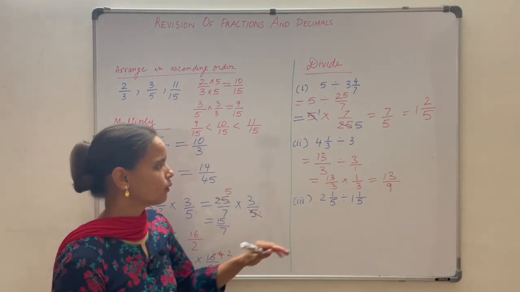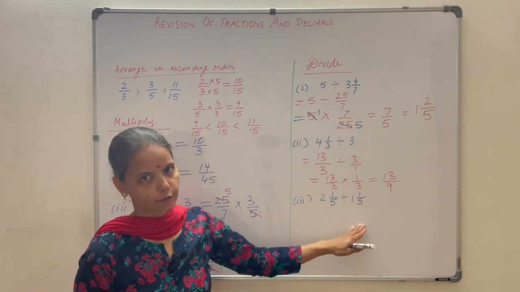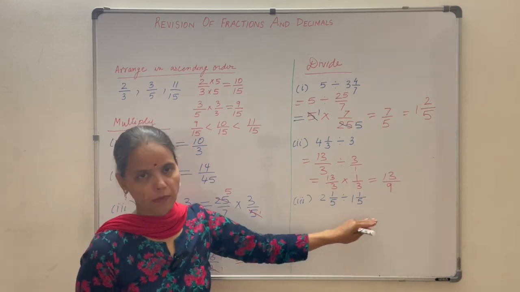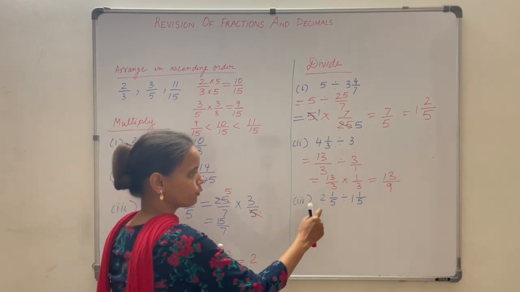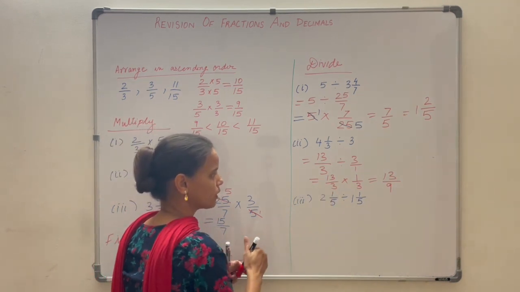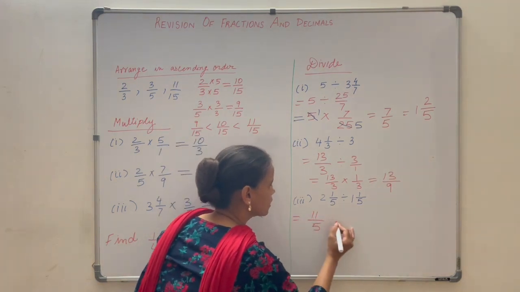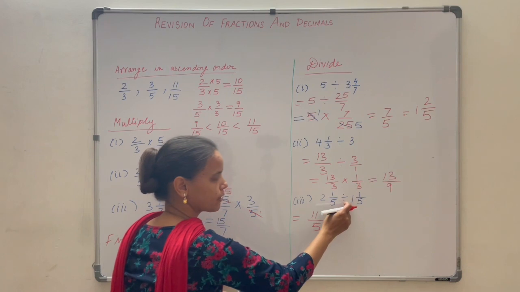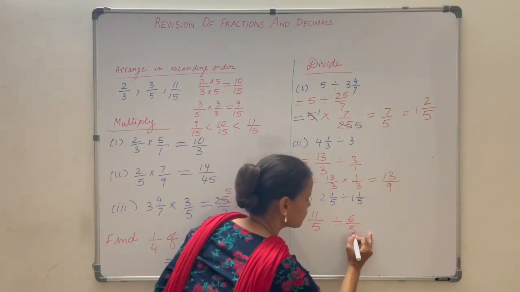Now let us see how to do this question, dividing a fraction by a fraction. Both are mixed fractions. First we have to convert both into improper fractions. So 5 into 2 is 10. 10 plus 1 is 11. So this is 11 by 5 divided by, 5 into 1 is 5, 5 plus 1 is 6. So this is 6 divided by 5.